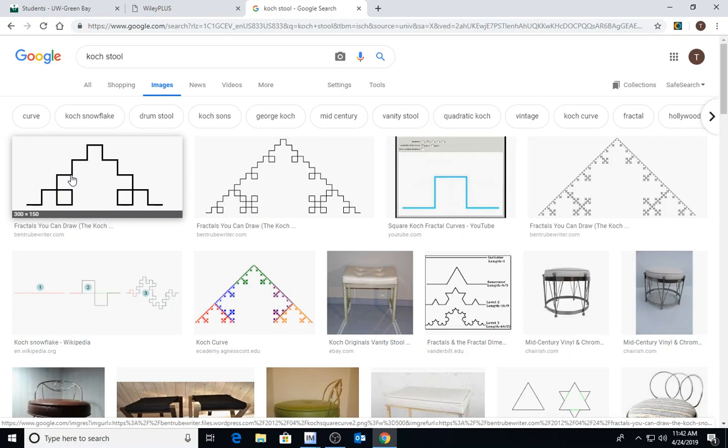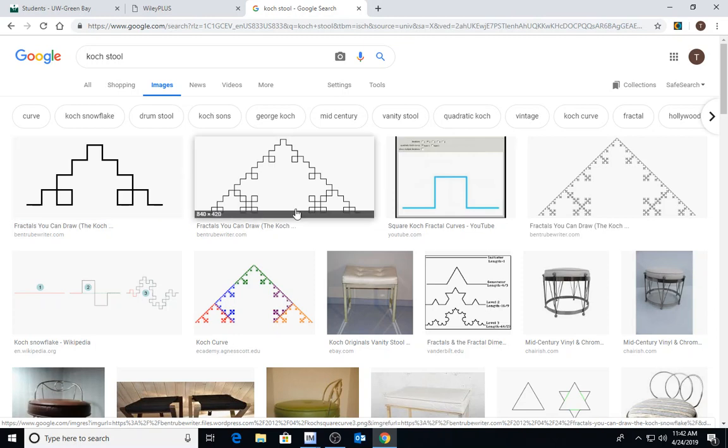So the question is, what is the dimension of the Koch stool? So first you have to decide how many copies are needed. If you shrink this down and place it on each of the line segments, how many copies are you going to do that with? Anybody? So you place 1, 2, 3, 4, 5 copies.